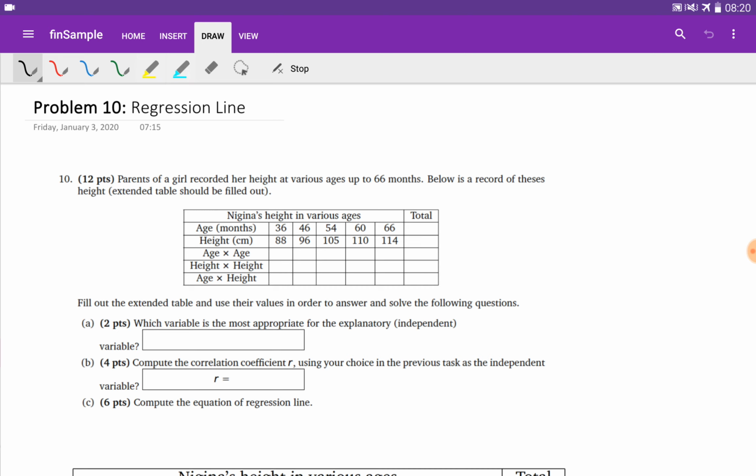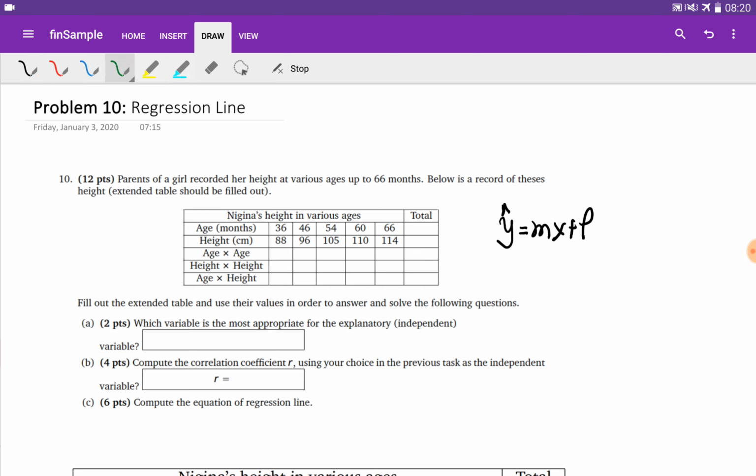Below the table has all the records. So what we need to do is create the regression line, y is equal to mx plus b. The first question is which variable is the most appropriate for the independent variable, right?